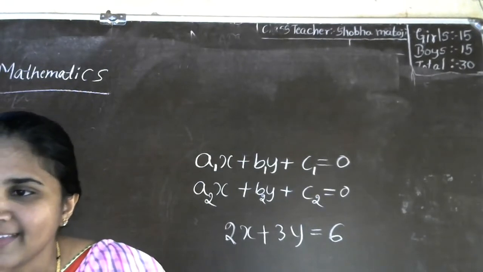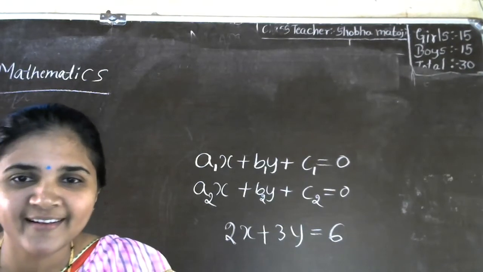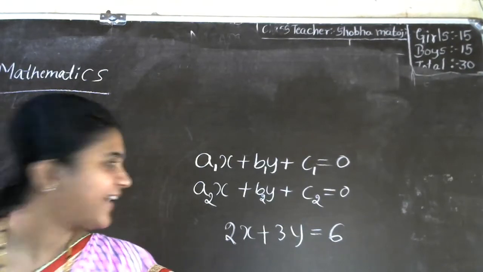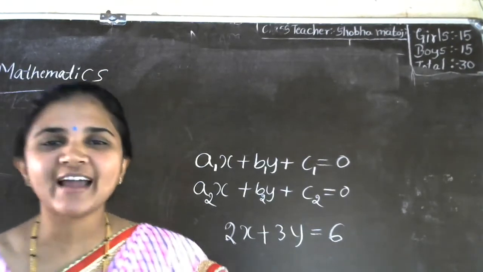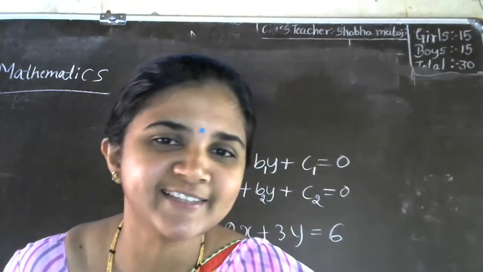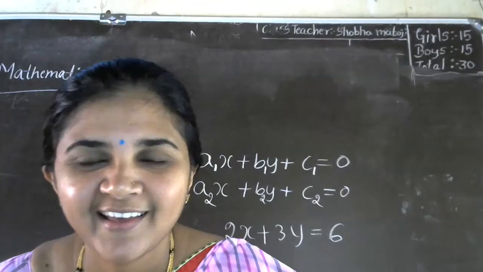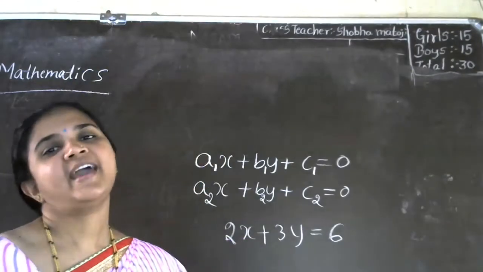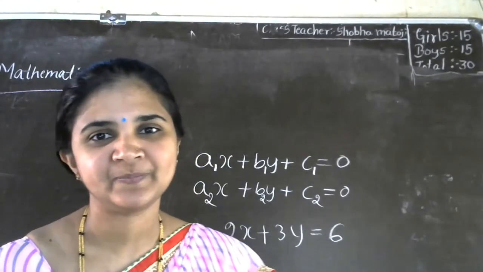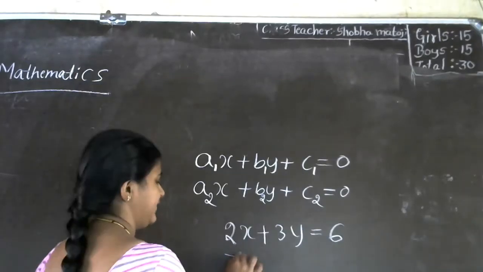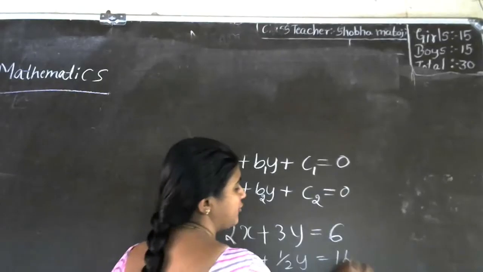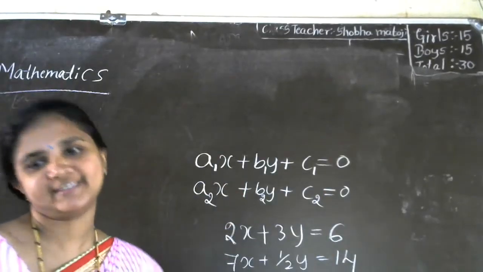Question for Nitin. Nitin, are you there? Yes, Mataji. Okay Nitin, 2x + 3y = 6. Can I take it as an example for a linear equation in two variables? Yes, Mataji. Okay, can you give one more equation? 7x + half y = 14. Yes, of course, right answer.